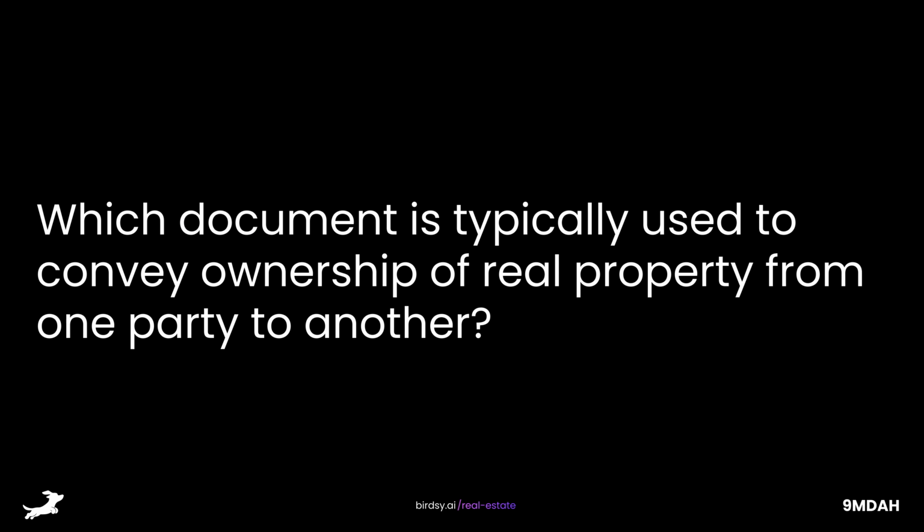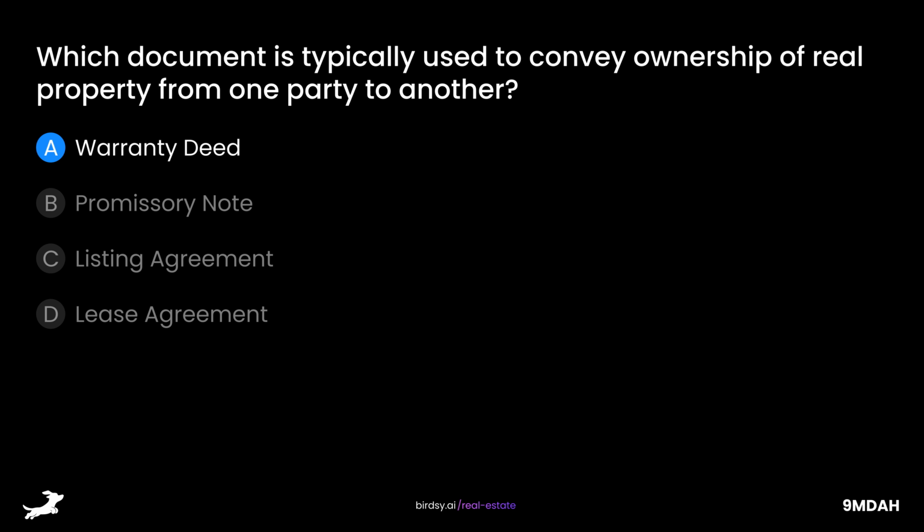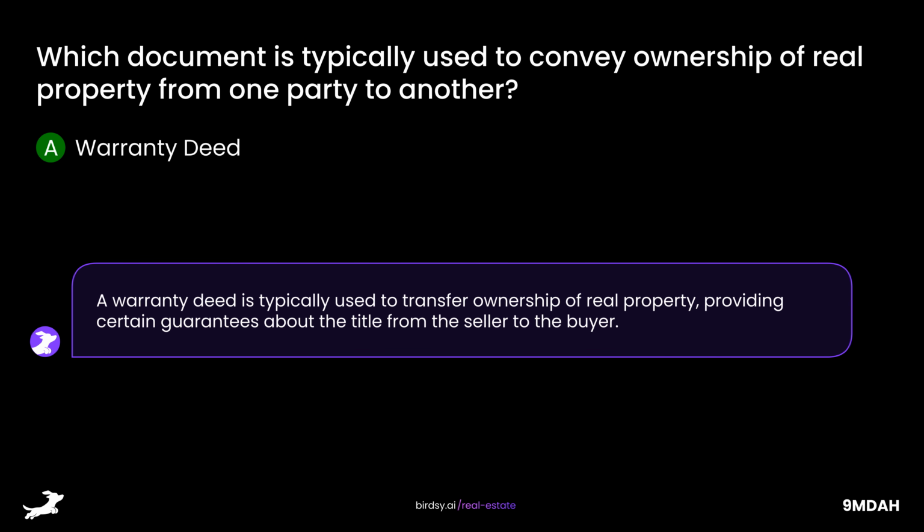Title transfer process. Which document is typically used to convey ownership of real property from one party to another? Is it A, warranty deed, B, promissory note, C, listing agreement, or D, lease agreement? The answer is A, warranty deed. A warranty deed is typically used to transfer ownership of real property, providing certain guarantees about the title from the seller to the buyer.